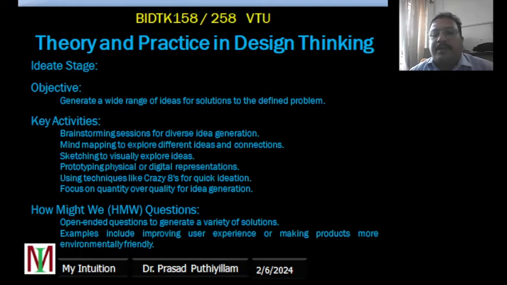Okay, some examples. How might we improve the overall user experience for an online shopping platform? How might we make it easier for customers to find the products which they are looking for on our website? How might we make our products more environmentally friendly? How might we increase the efficiency of our manufacturing process? How might we provide better customer support and assistance to customers who are in need while shopping online?